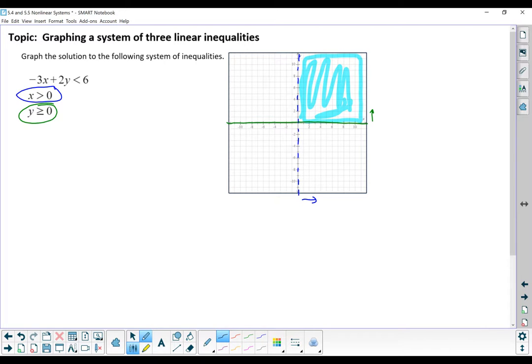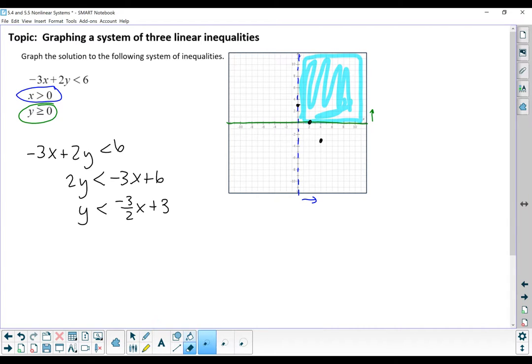Our last equation, I need to solve for y. So if I solve for y, we have 2y is less than negative 3x plus 6. So if we divide, it's negative 3/2 x plus 3. So our y-intercept is 3 and our slope is negative 3/2.